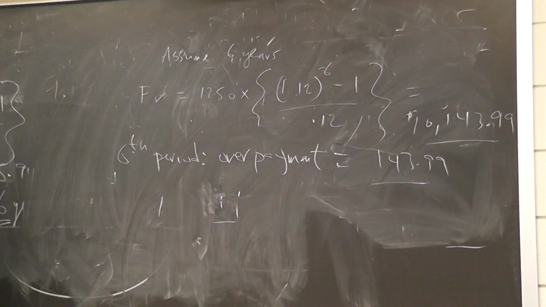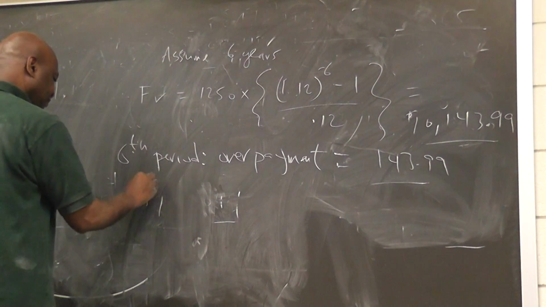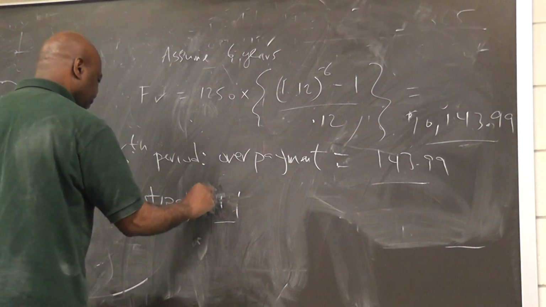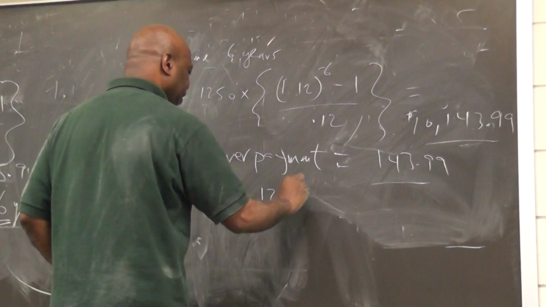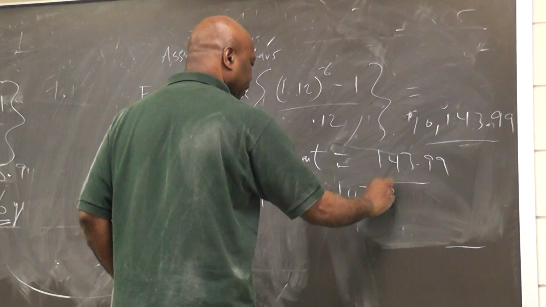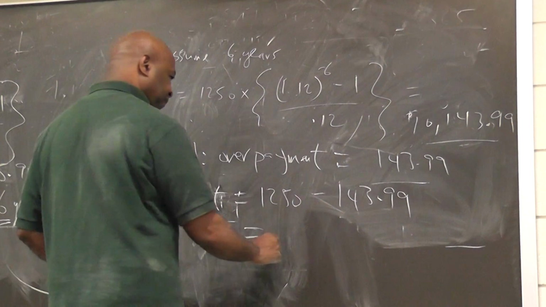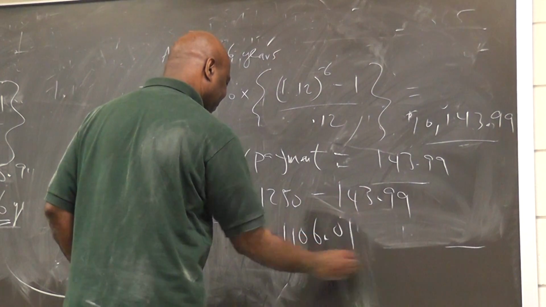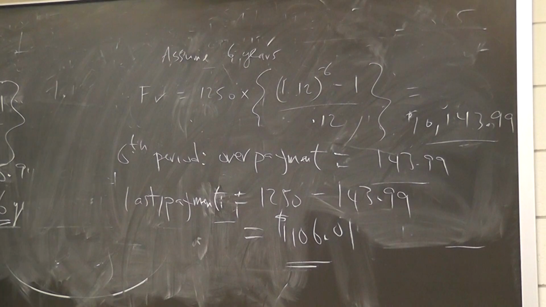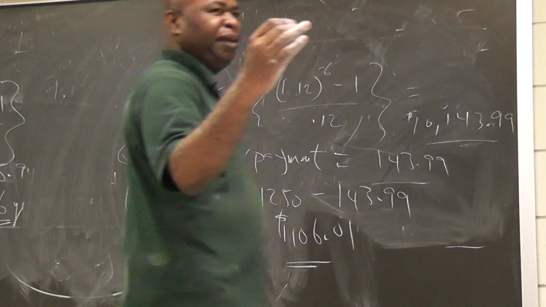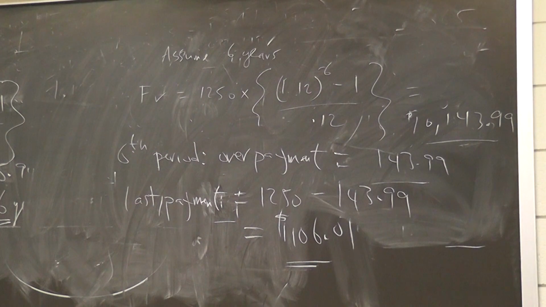So therefore, the last payment should be 1250 minus 143.99, so what is that? It's 1106.01, right? So that's the answer. We already knew that in year 6, your payment wouldn't have to be as high. Why? Because technically, it should really take 5.94 years.